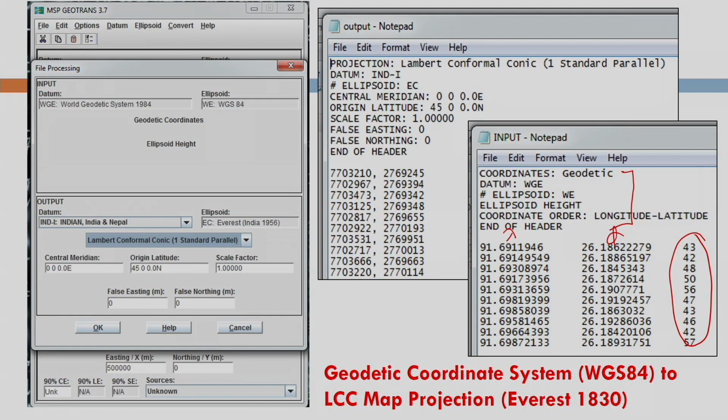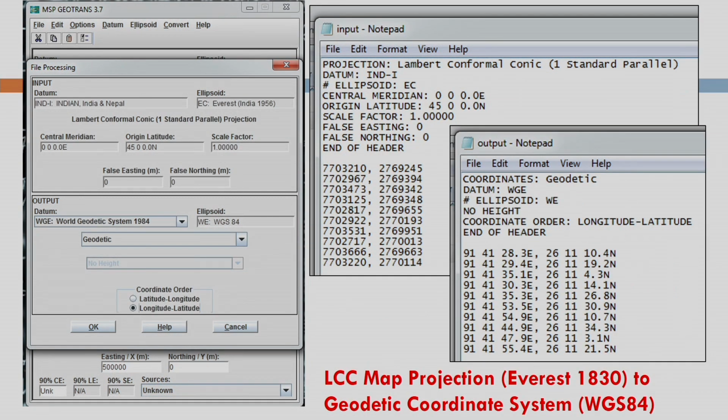But now I am going to convert this data into the LCC map projection with one standard parallel, and the datum is Indian, that is Everest 1830, the ellipsoid is Everest 1830, and this is the information I have specified on the Everest ellipsoid, not on the WGS84 ellipsoid. So you have this information with central meridian and origin latitude. With this information, if I convert, I will get this kind of information here. That is my output.